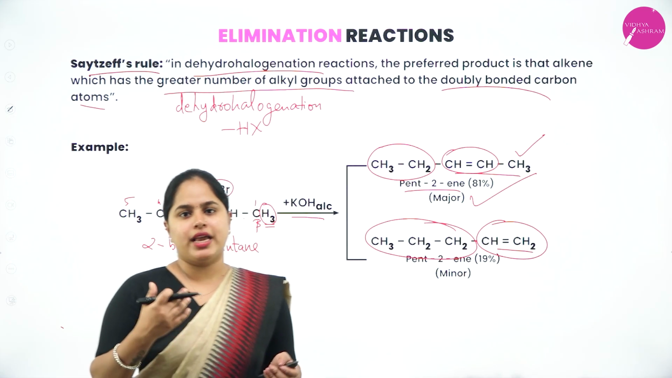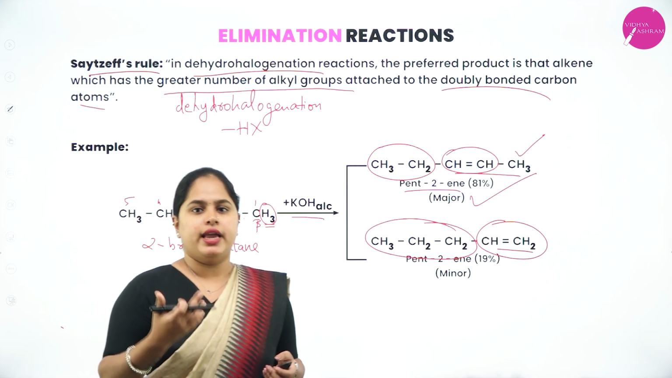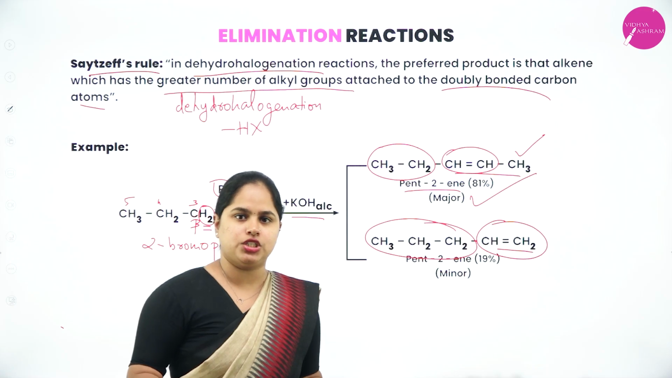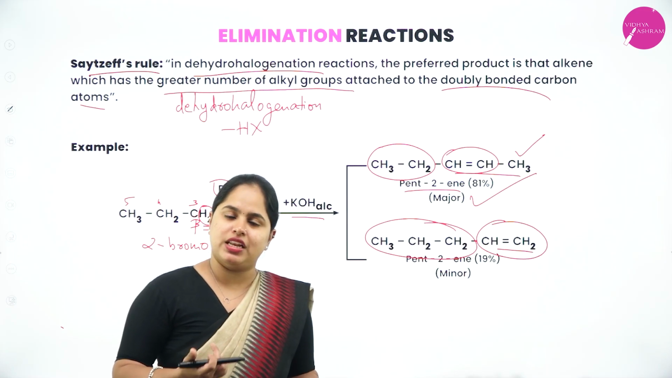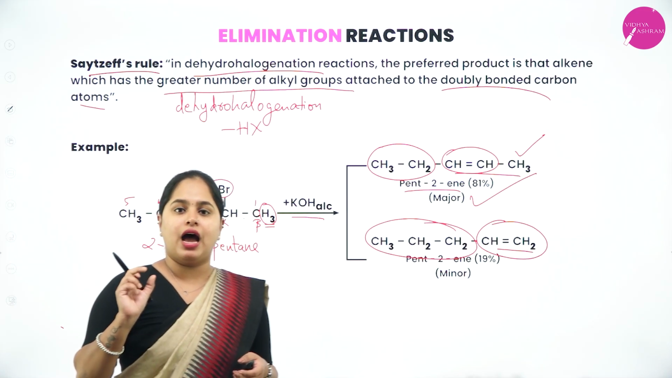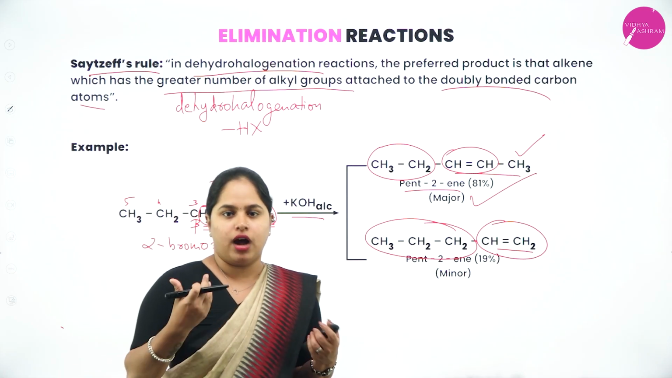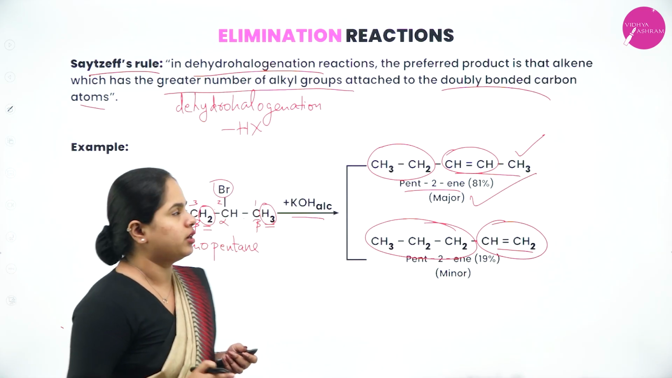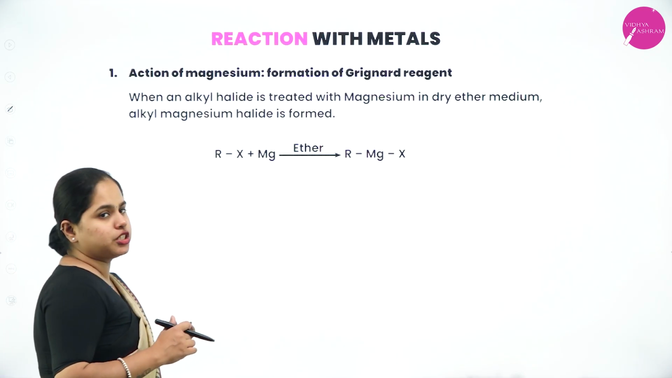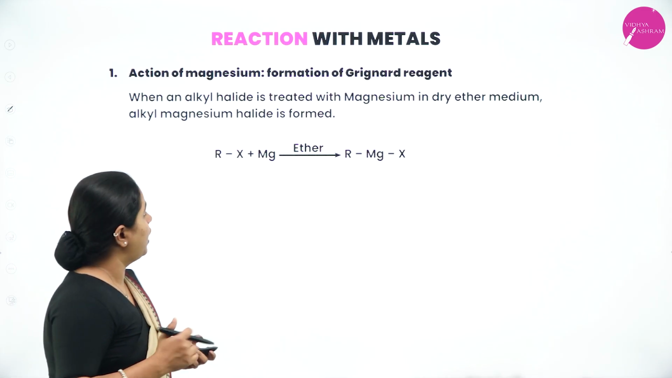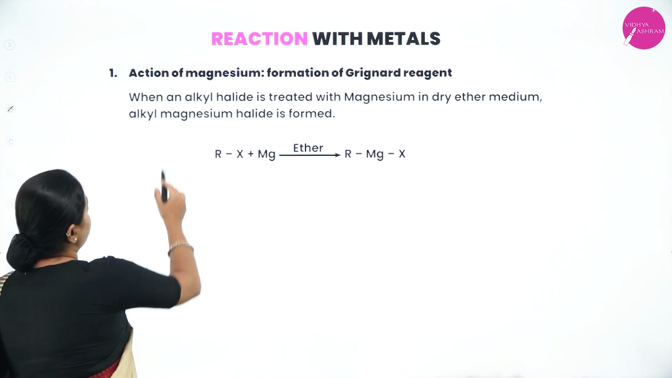So, this is about elimination reaction, that is beta elimination or dehydrohalogenation reaction. So, the Saytzeff rule is a very, very important statement, as well as how to apply it and identify which is the major product. Moving on to the next type of reaction, that is reaction with metals of haloalkanes. Okay. So, action of magnesium.